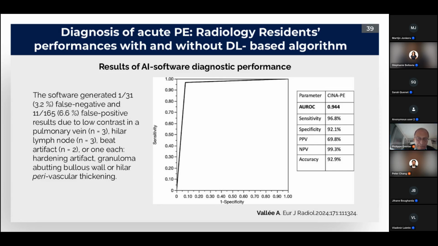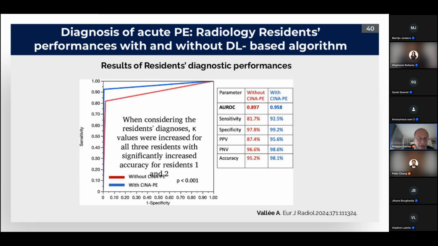Next, the results of resident diagnostic performances. The ROC curve from readings without AI in red color was compared to the ROC curve from readings with AI in blue color. There was an improvement of resident diagnosis when using SINA-PE software. This improvement was mainly related to area under the ROC curve, sensitivity, and positive predictive value.